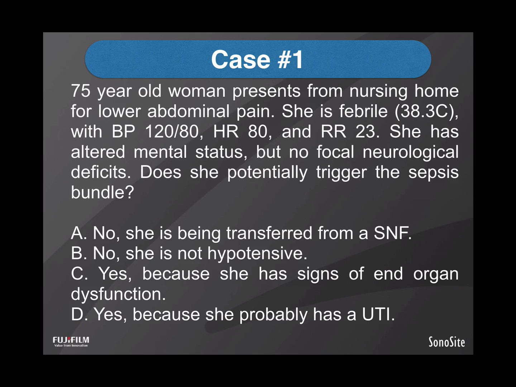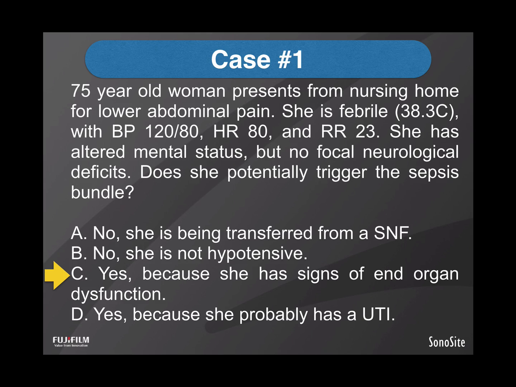A. No, she's being transferred from a SNF. B. No, she's not hypotensive. C. Yes, because she has signs of end organ dysfunction. Or D. Yes, because she probably has a UTI. The correct answer is actually C. A is incorrect because a SNF is not an acute care facility, and she does not opt out of the sepsis bundle, if that's what some of you guys were thinking.